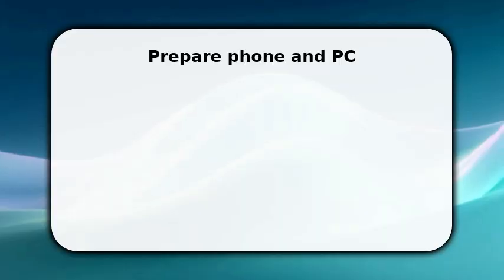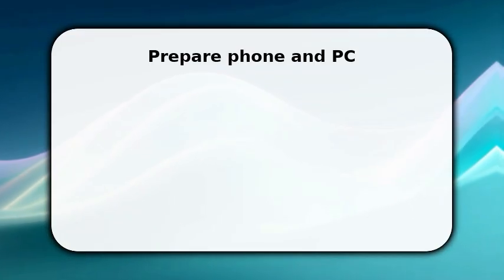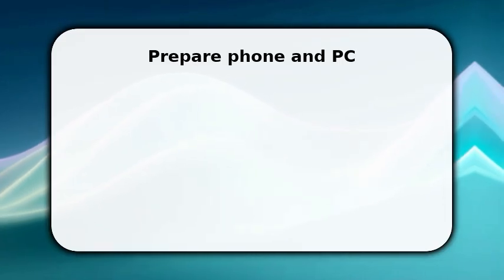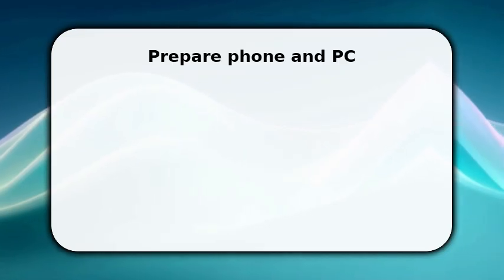Enjoy the video. You start by preparing both devices, enable mobile data, confirm signal strength, and charge the phone to avoid drops. Next, connect the phone to your PC with a good USB cable. Make sure the phone unlocks and trust prompts are accepted.